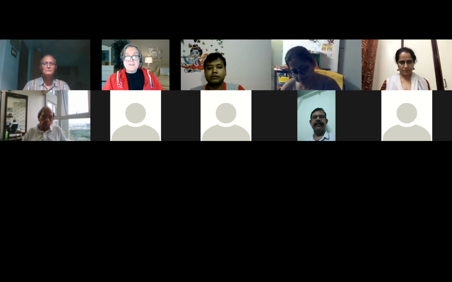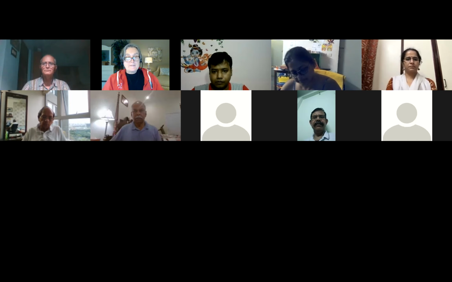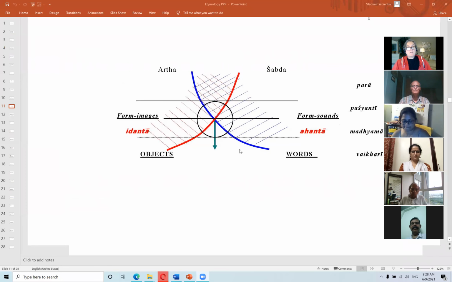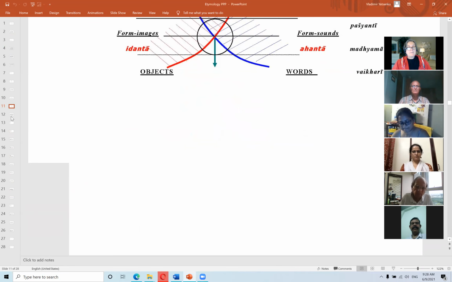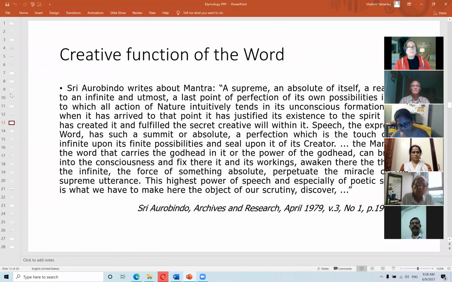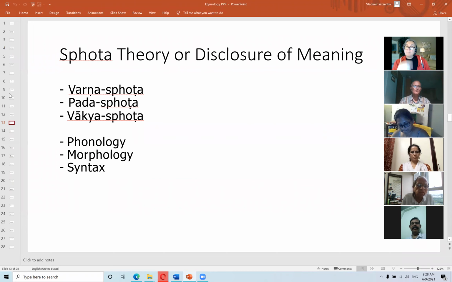And we will look into these elements of... where is my this? Here it is. We spoke about this already. Sphota. So, did we speak about Sphota already? No, not yet. So, Sphota theory, disclosure of meaning.